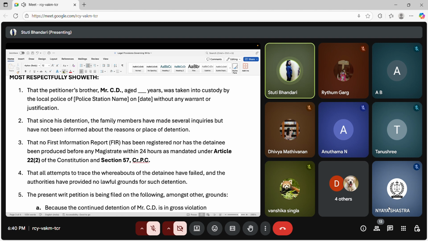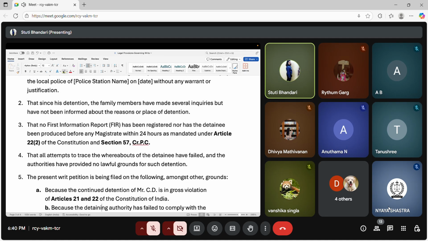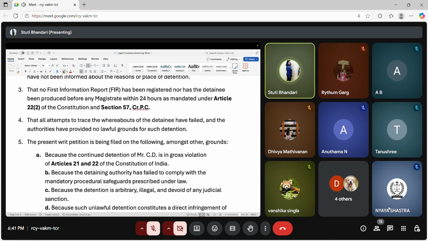That all attempts to trace the whereabouts of the detainee have failed and the authorities have provided no lawful grounds for such detention. That the present writ petition is filed on the following grounds. A. Because the continued detention of Mr. C.D. is in gross violation of Article 21, Right to Life and Liberty, and Article 22, which talks about all forms of detentions and legal detentions and in what scenarios they can be illegal, of the Constitution of India. Because the detaining authority has failed to comply with the mandatory procedural safeguards prescribed under law.